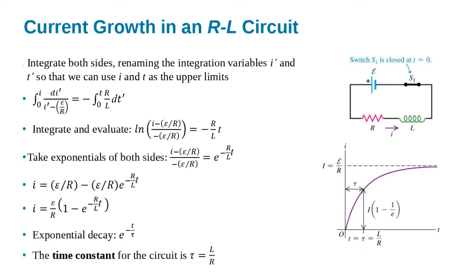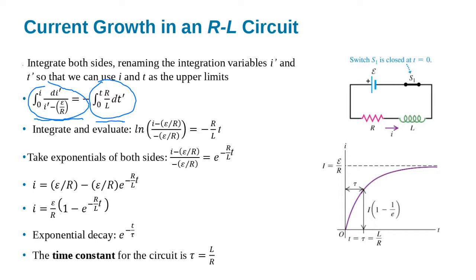So we've got our integral between 0 and I, and that's going to be equal to negative the integral of R over L dt. So we can then integrate this and evaluate it. For this side, do the integral, evaluate between 0 and I. This side, integrate and evaluate between 0 and t.